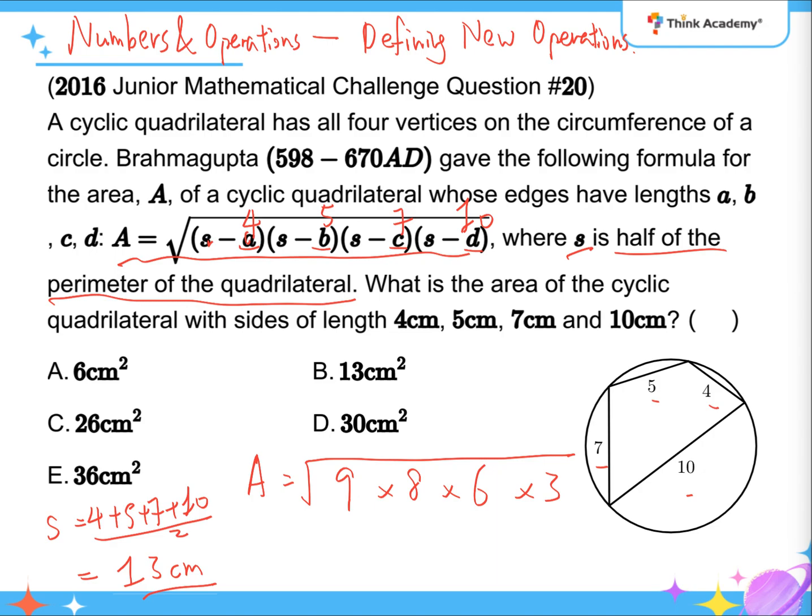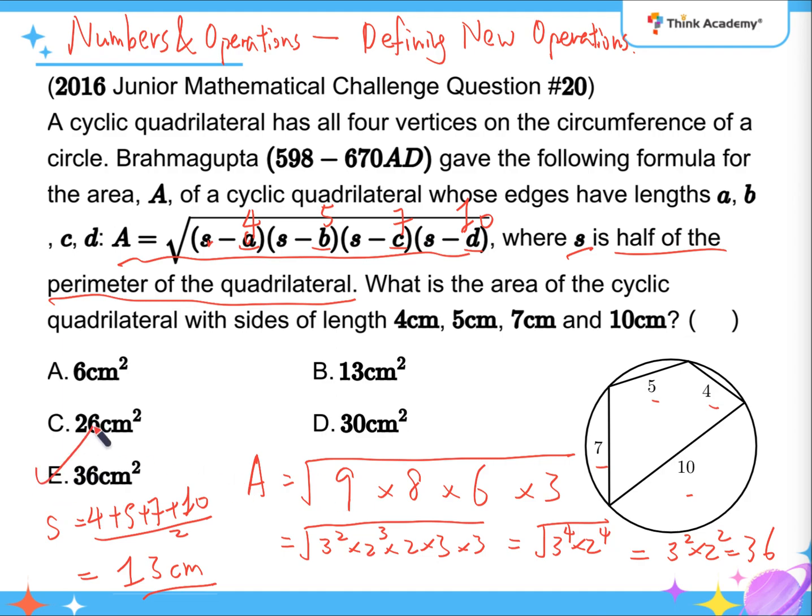And what will be a simpler way to do it? Well, essentially you can just try to write all of these as their prime factorizations. So 9 is 3 squared, 8 is 2 cubed, 6 is 2 times 3, 3 is 3. And that is going to be equal to the root of 3 to the power 4 times 2 to the power 4, which means that it's going to be 3 to the power 2 times 2 to the power 2, which is 36. That's 9 times 4, right? So the answer is going to be 36, which is E.